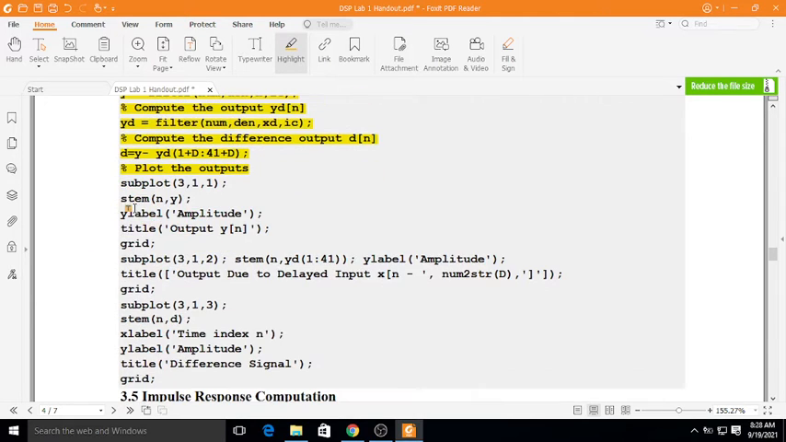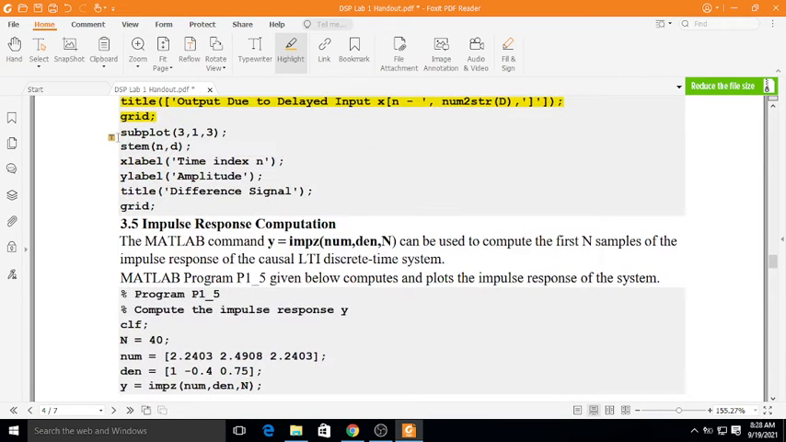Plot the outputs. subplot(3,1,1), stem(n,y), ylabel amplitude, title output y[n], grid. subplot(3,1,2), stem(n,yd(1:41)), ylabel amplitude, title output due to delayed input x[n-D], grid. subplot(3,1,3), stem(n,d), xlabel time index, ylabel amplitude, title difference signal, grid.